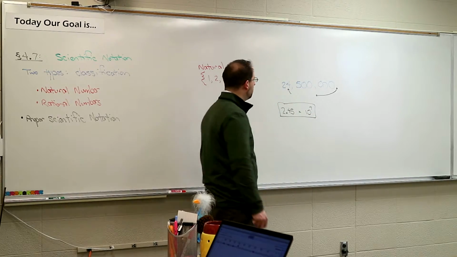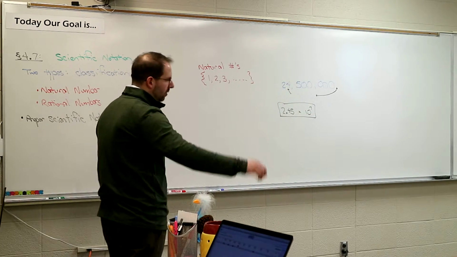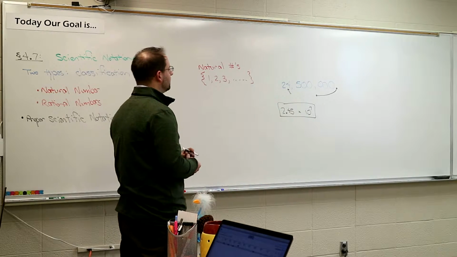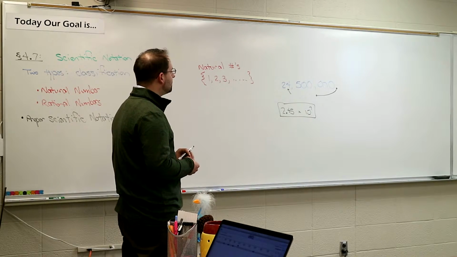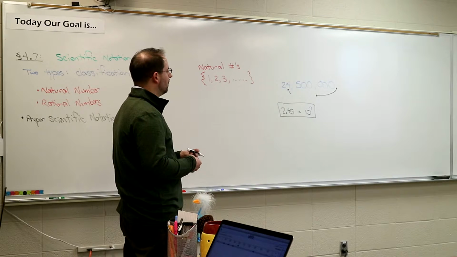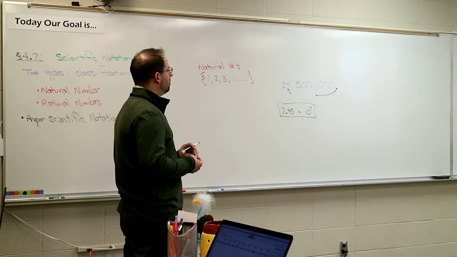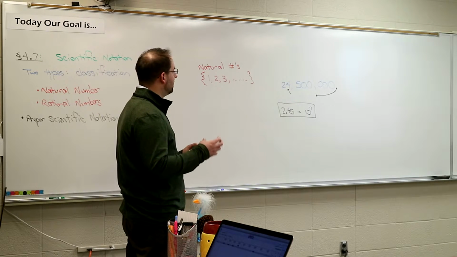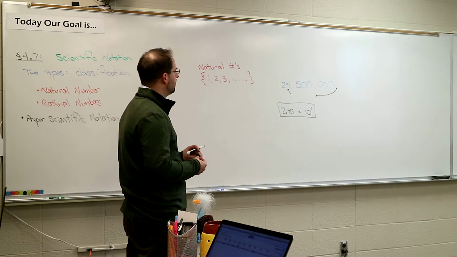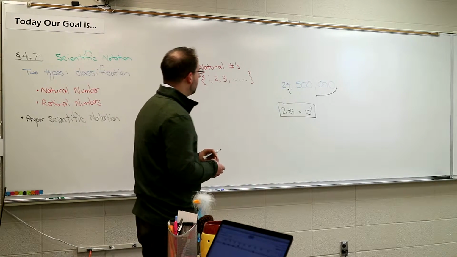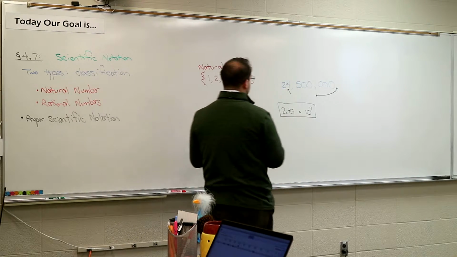You write down the number 2.45. You can chop off all the zeros, those are insignificant. You put a times 10, because that will move the decimal for you, it'll add zeros as well. And you're going to put a 7, because you moved it 7 spots, and the 7 is the power on the 10. That's what we call proper scientific notation.